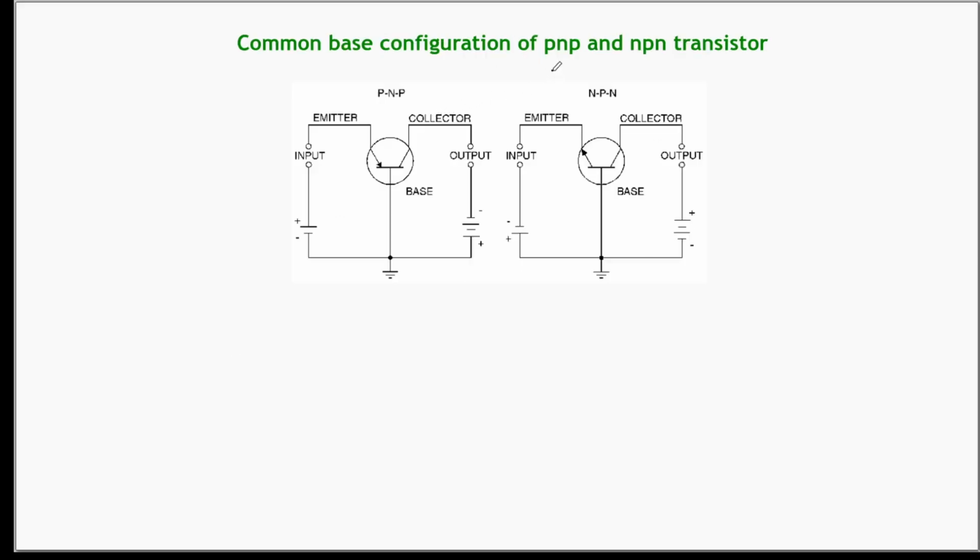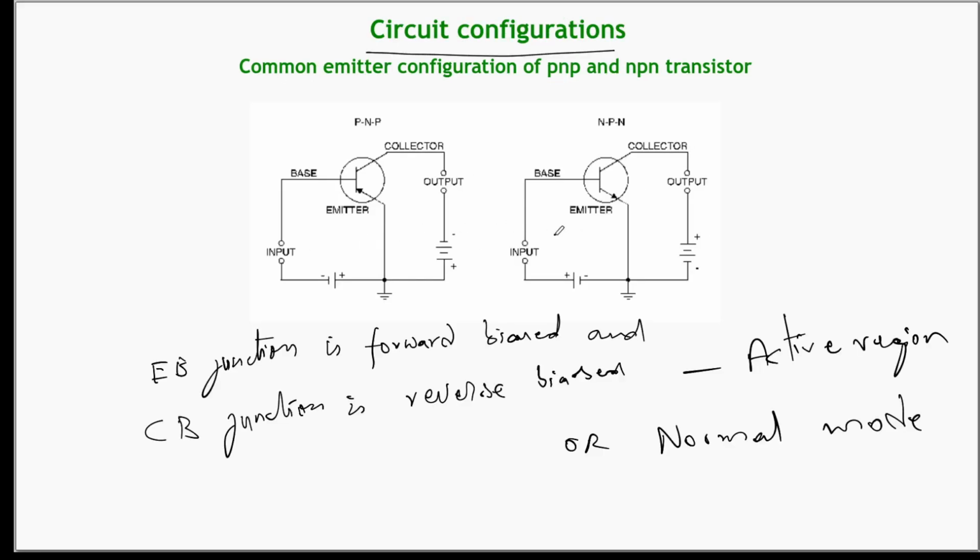We shall now look at the common emitter configuration. In these two configurations, there is one terminal that is common to both the input side and output side. We have the input side here and the output side here. The terminal that is common is the emitter. So this configuration is called common emitter configuration.